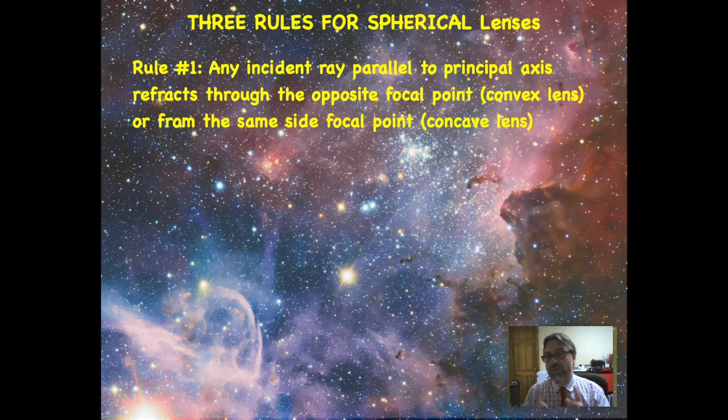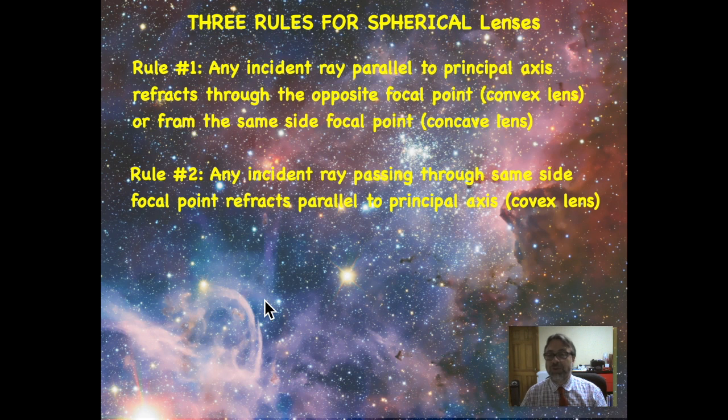Well, rule number one for lenses. Any incident ray parallel to the principal axis refracts through the opposite focal point. That's if you're a convex lens, thicker in the middle, or from the same side focal point. That's what we just looked at with the concave lens. So, as the light is going through this lens, if it is a convex lens, it will bend inwards to the principal axis through the focal point on the opposite side. If it's a concave lens, thinner in the middle, it'll bend away from the principal axis as if it's coming from the focal point on the original side of the lens.